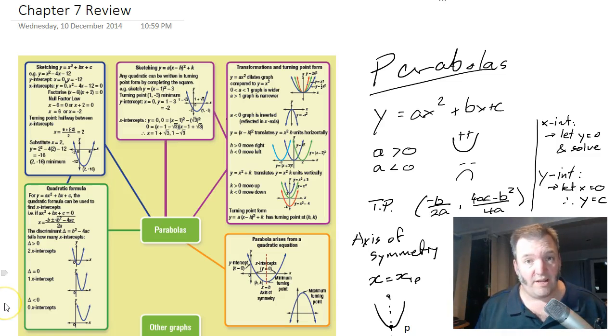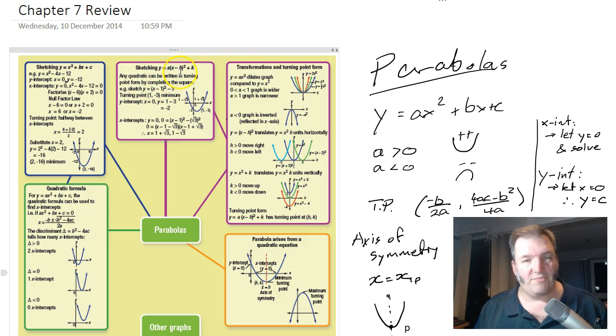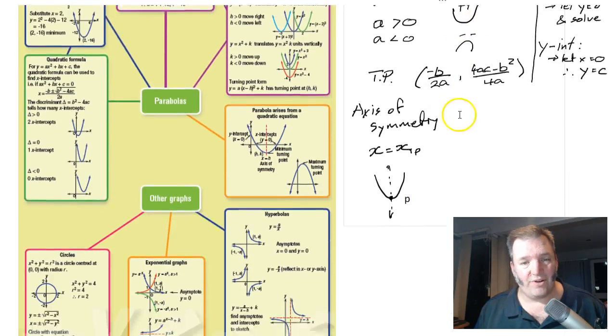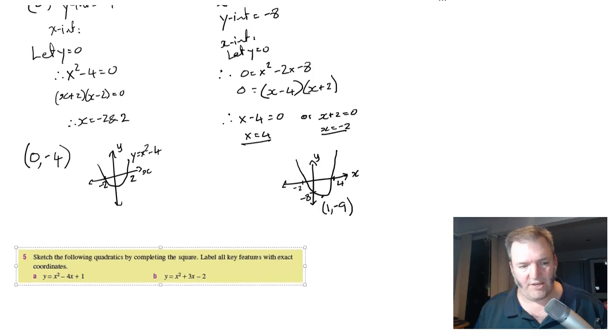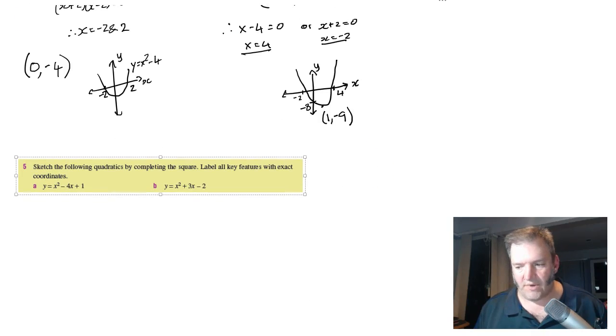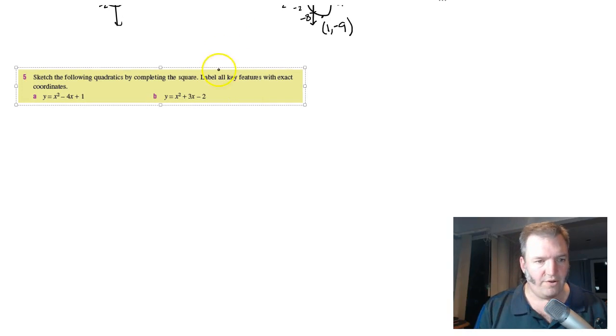As promised, back with part 2 of the Chapter 7 review. This time we're looking up here at this little purple box there. Sketching y equals a outside of x minus h all squared plus k, better known as the turning point form. I've got a little example a bit further down the page here, but let's just make sure we know what we're in for when we do these ones.